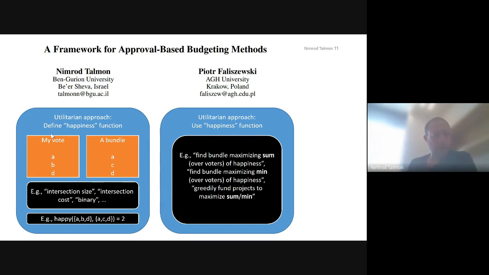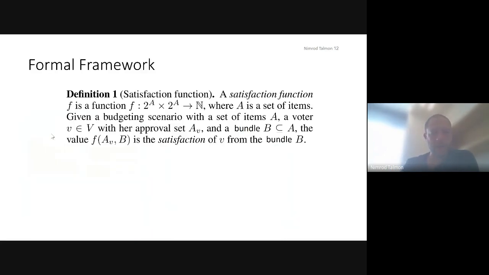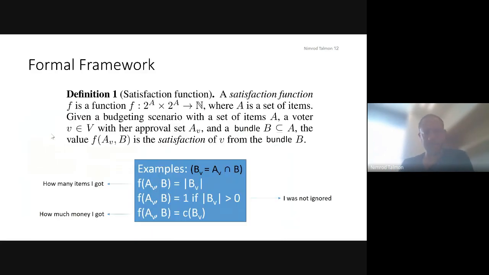So actually, for this last binary, 0 or 1 definition, it's fairly easy to see that the problem of finding the bundle that maximizes the total satisfaction as defined like this is NP-hard, so it's hard to compute, because it's just a generalization of Chamberlin-Courant. But for the other definitions, you could find good algorithms, and okay, this we discussed.